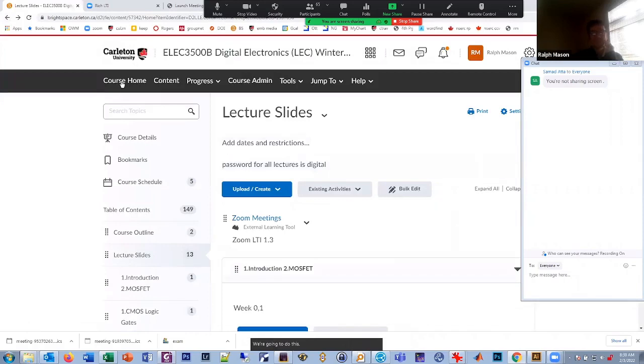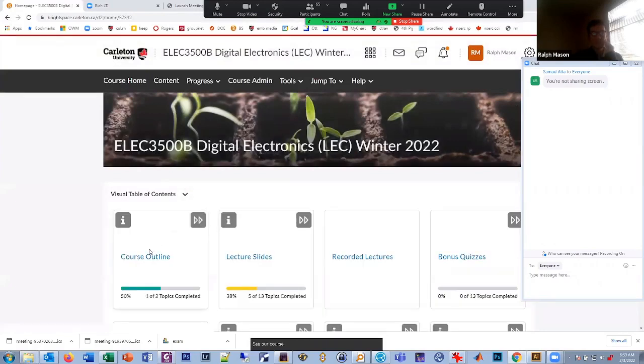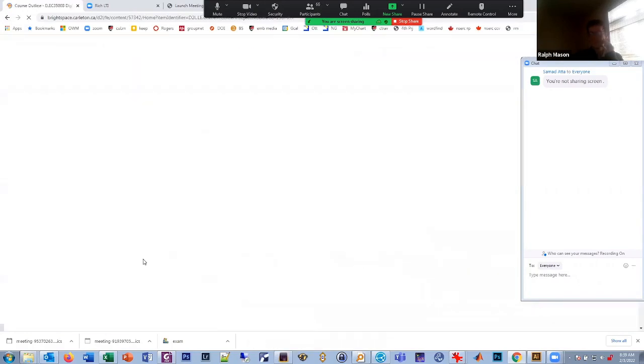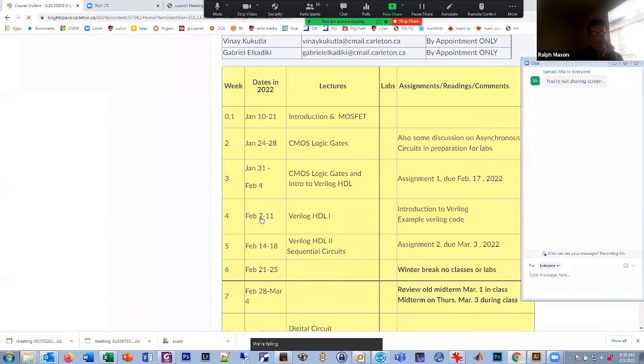Let's see our course outline here. We're falling behind a little bit. Today we're still in week 3. We didn't start the CMOS logic gates, an intro to HDL yet. So I'm going to go over assignment 1 first. Then we're going to go back and finish these logic gates. Then we're going to have some bonus questions, and then we're going to move on to the next set of lectures. That is the plan.